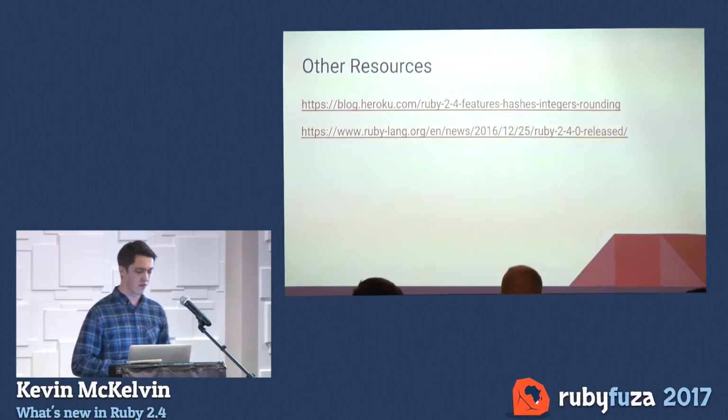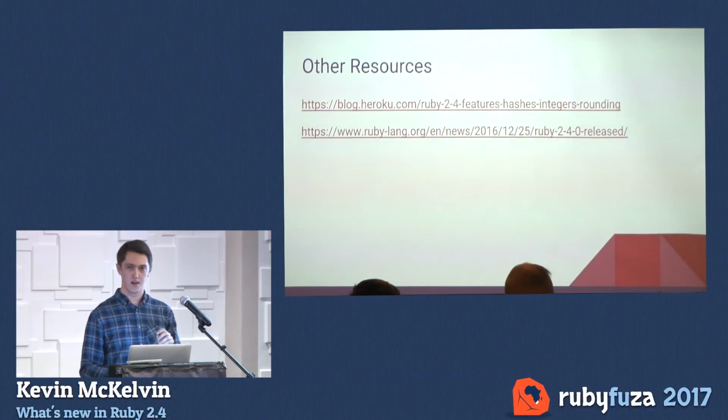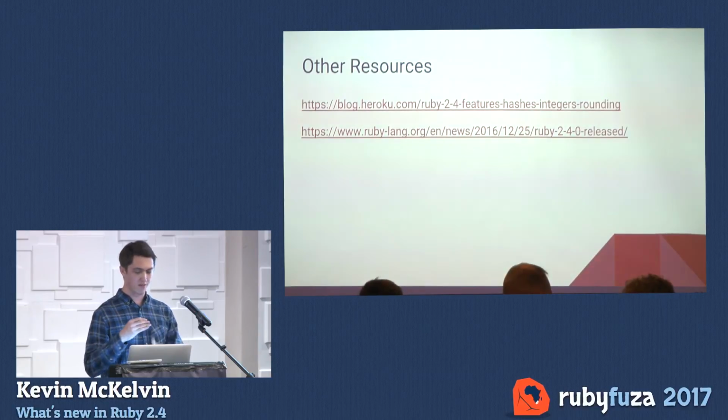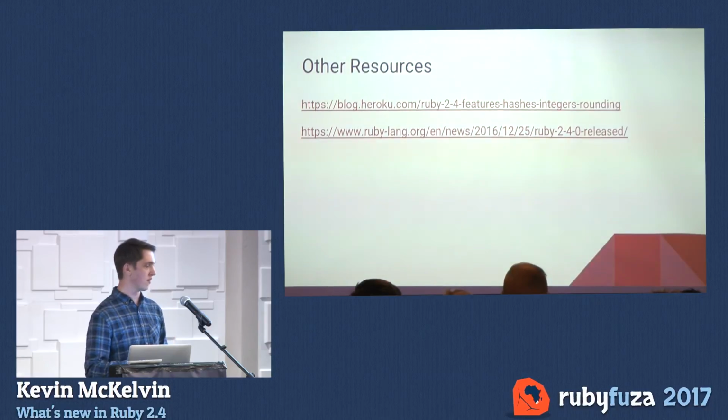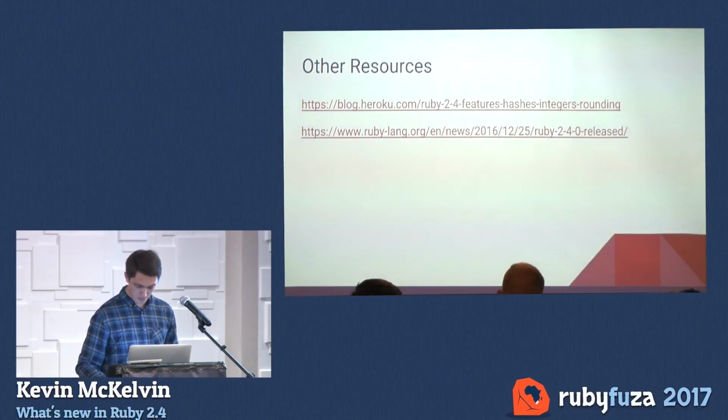Some other resources that have been really useful in this. I mentioned the blog on Heroku. That's got a pretty good breakdown of particularly the changes to Fixnum and the hashes. And a few of the other bits in there, but particularly those two are really good, well explained. The Ruby 2.4 release notes have links to all of the bugs in the bug tracker of the features that have been changed or added. It's really good to just go through those and be current on what's been happening in Ruby lately.